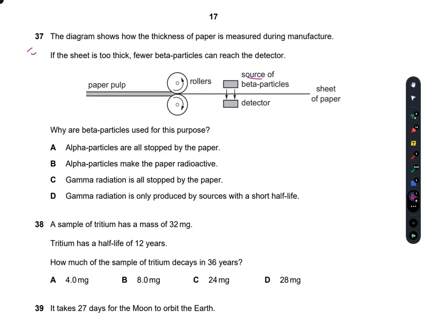So what does this mean? Why haven't they used alpha particles or gamma rays for this purpose? Alpha particles are all stopped by the paper. Yes, they do not pass through. Alpha particles make the paper radioactive. No, alpha particles ionize them. It is not necessary whether it makes them radioactive or not.